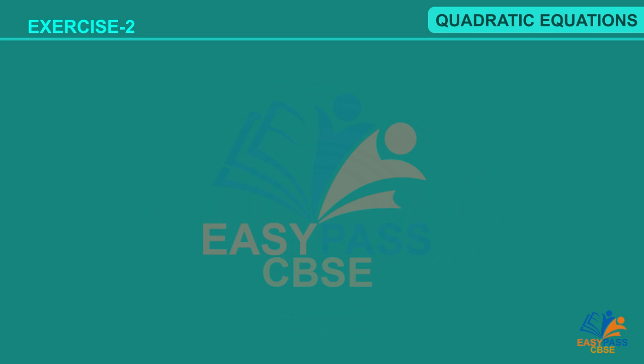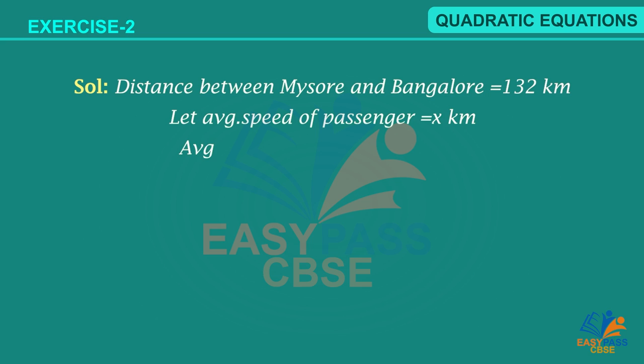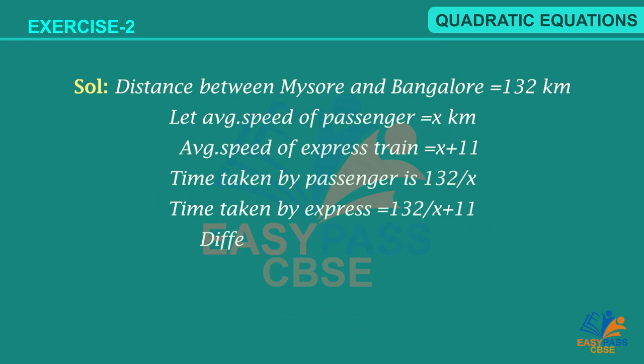The distance between Mysore and Bangalore is 132 kilometers. Let the average speed of the passenger train be x kilometers per hour. Therefore, the average speed of the express train is x plus 11. Time taken by the passenger train is 132 by x, and time taken by the express train is 132 by x plus 11. What is given? The difference of these two times is equal to 1.